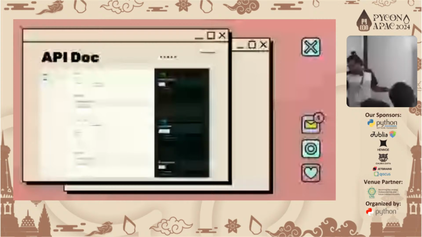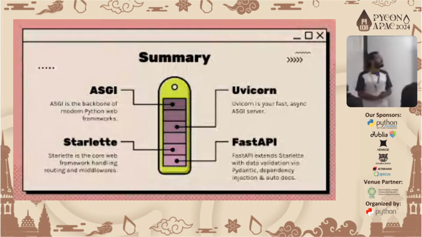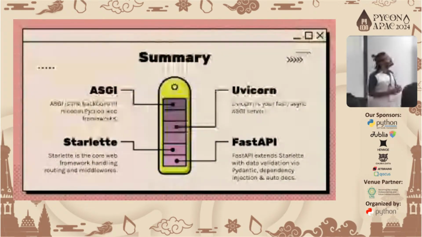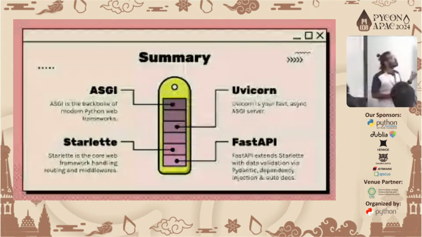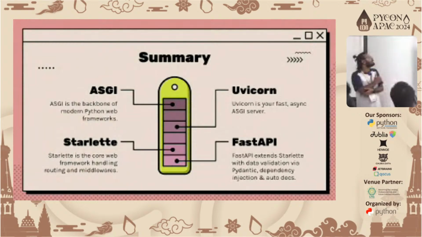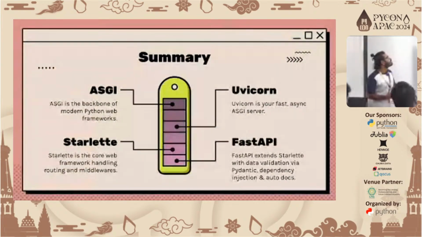Okay, so here we are almost at the end. We talked about ASGI, which any modern Python framework can use for handling requests, and for the server we used Uvicorn. Uvicorn is a fast, async ASGI server, and we saw how Starlette integrates with FastAPI, and how Starlette plays a role in handling core web requests and routing. And then we talked about FastAPI.